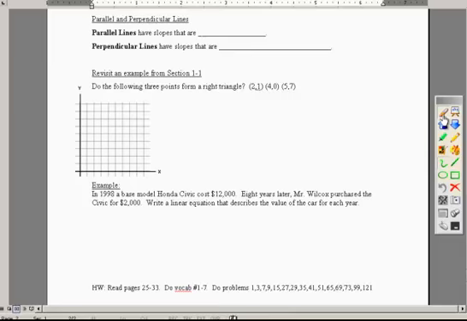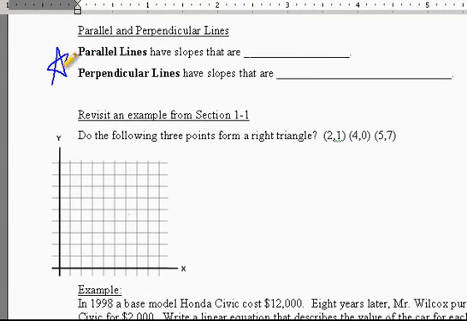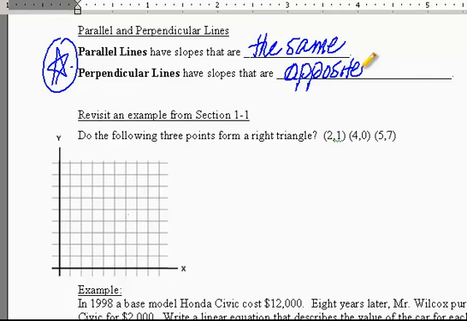As I look at this, here is the most important thing. You must know these ideas or you will have a difficult time in this section. Parallel lines do not cross, and in order for them to not cross, the slopes have to be the same. Perpendicular lines will cross at a 90-degree angle, and those lines have slopes that are opposite reciprocals.